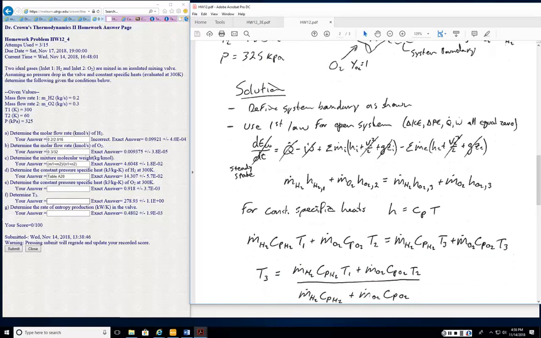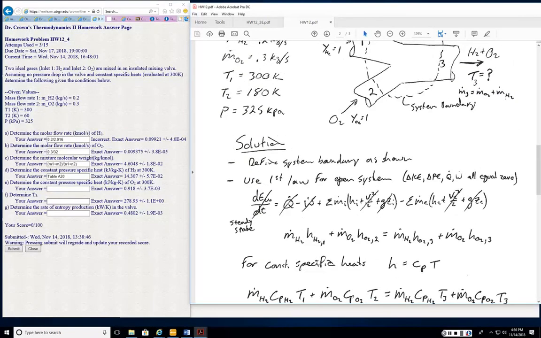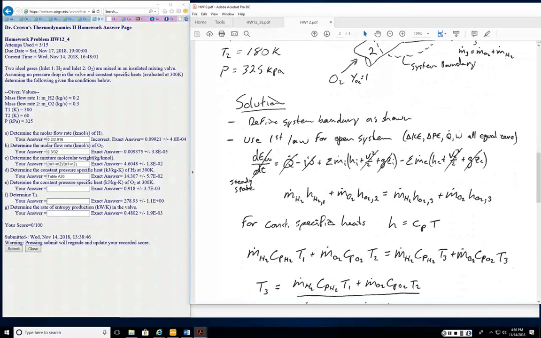So I end up with m dot of the H2 times the enthalpy of the H2 at state 1 or at pipe 1, and m dot of the O2 times enthalpy of the O2 in pipe 2. And then at the exit I have both a flow of hydrogen and a flow of oxygen, so I'm going to have two terms there, even though there's only one exit. I'm looking at the mass flow of the hydrogen, the mass flow of the oxygen in that exit pipe.